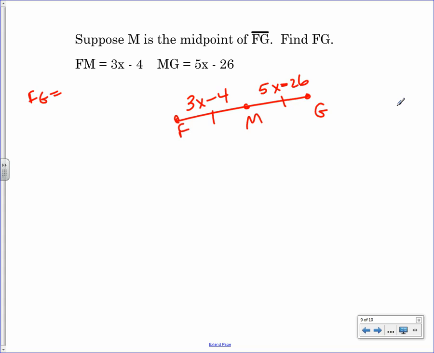What do you think? If we added them together, what would we set them equal to? Okay, so you're not wrong. If they had given us like the whole thing was 24 or something, we would have done that, but we didn't have anything there, so that didn't help us on this question. What you said would have helped us on this question. Isn't this piece the same as this piece? What's that mean? They're equal to each other, right? So 3x minus 4 is equal to 5x minus 26.